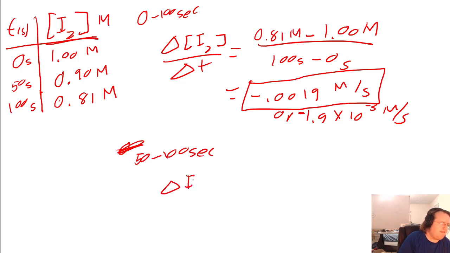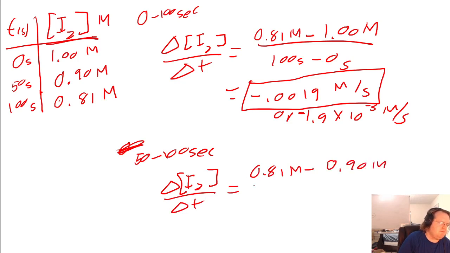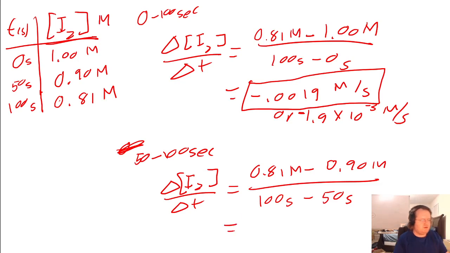So at 100 seconds, it's still 0.81 molar, but now we're at 0.90 molar for 50 seconds. Similarly down here, we still have 100 seconds as our ending point, but now 50 seconds is the starting point. So this time we get 0.81 minus 0.9 divided by 50. And this time, the rate from 50 to 100 seconds is negative 0.0018 molar per second.